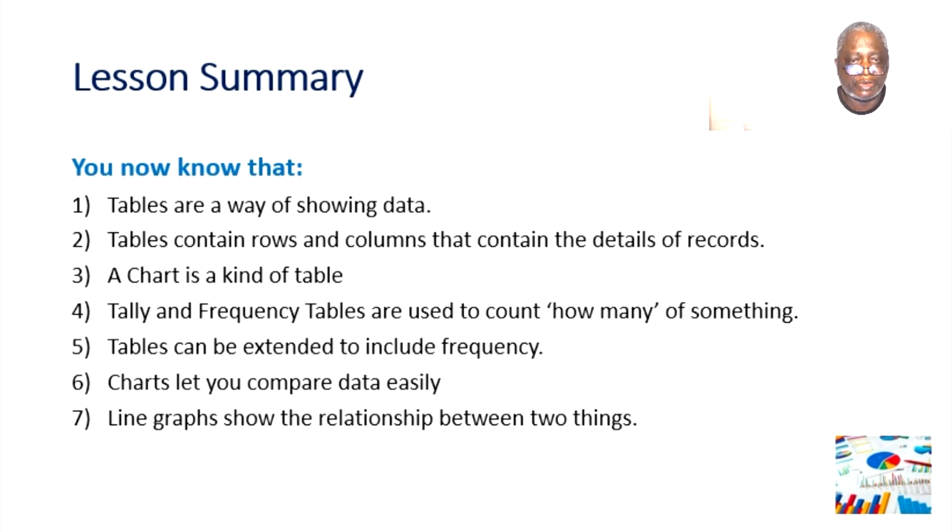Let's look at what we've learned. As usual, make your notes first, summarizing what you got from the lesson, and then compare it with mine. You cannot go wrong. You now know that tables are a way of showing data. Tables contain rows and columns that contain the details of records. A chart is a kind of table. Tally and frequency tables are used to count how many of something. Tables can be extended to include frequency, and then charts let you compare data easily.